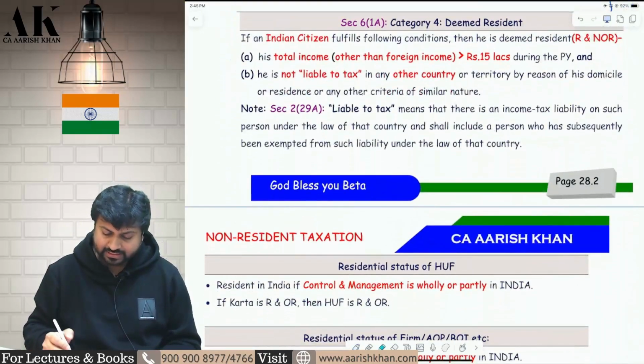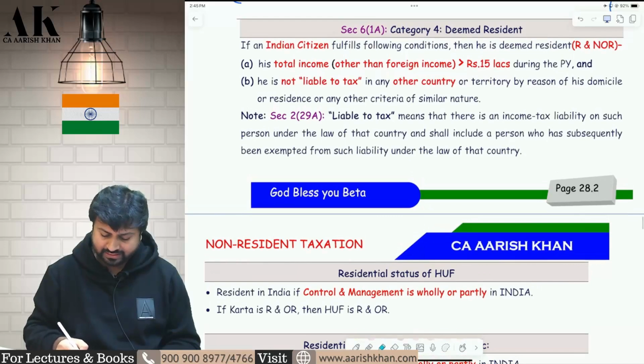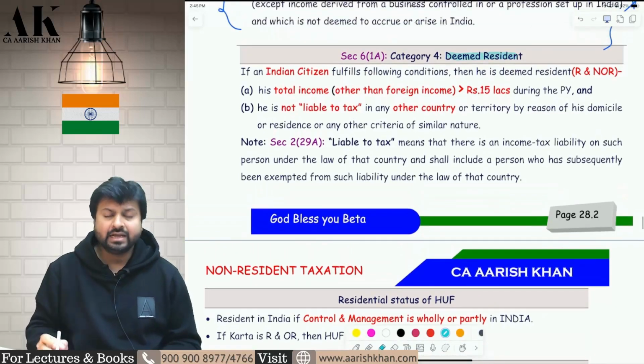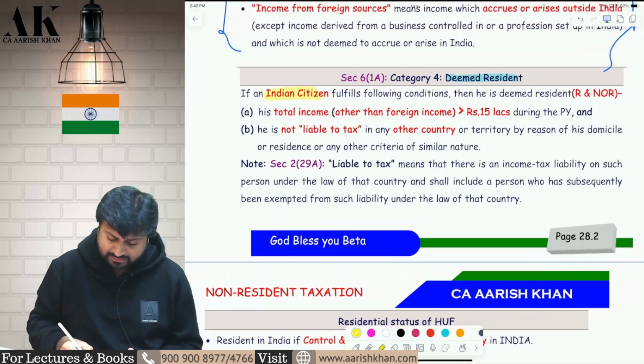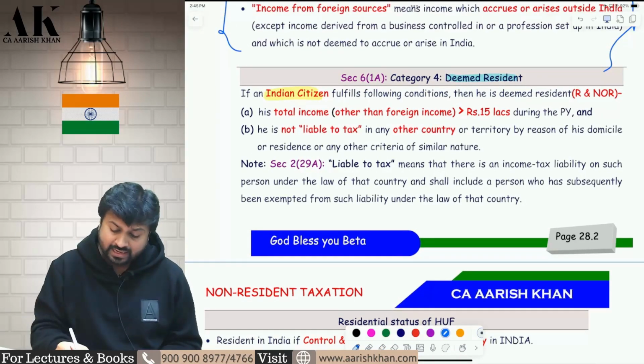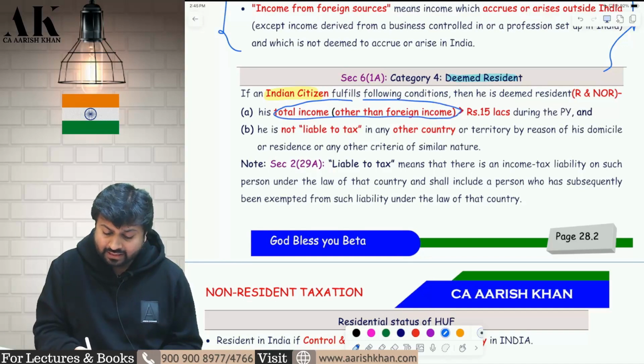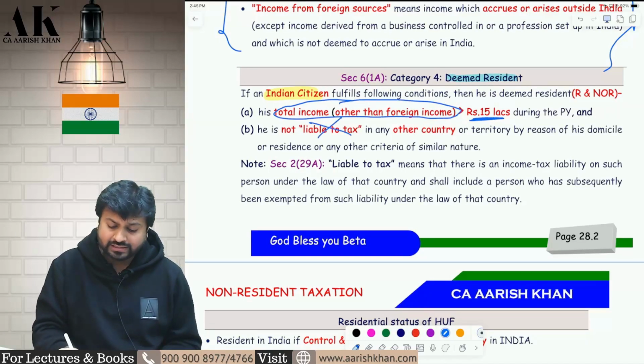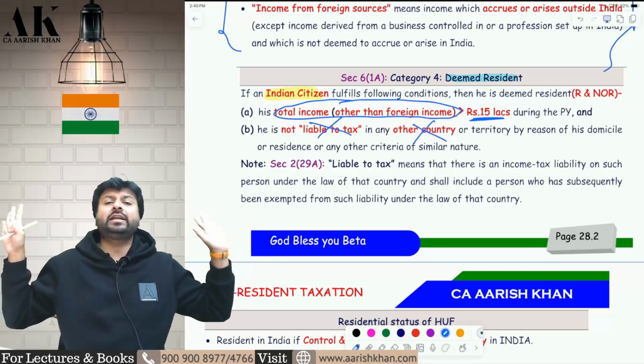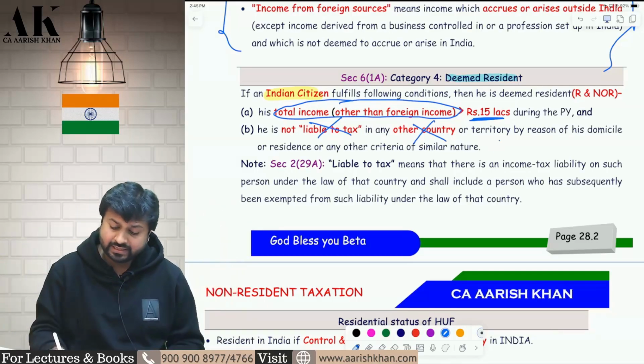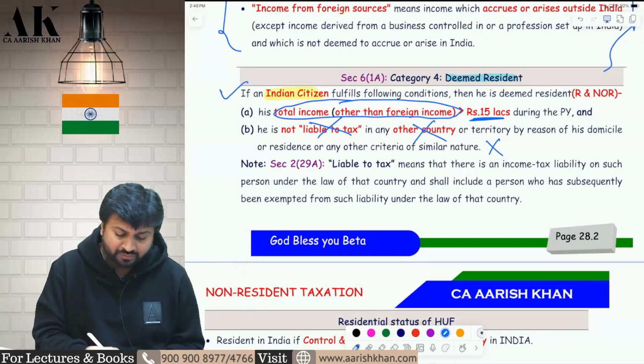And the fourth and the last category of residential status of an individual is if you are a deemed resident. Again, this fourth category is for a very specific person, that is an Indian citizen. If you are an Indian citizen and if your Indian income other than foreign income is greater than 15 lakh rupees and you are not liable to tax in any other country in this entire world. Listen carefully. You should be an Indian citizen.